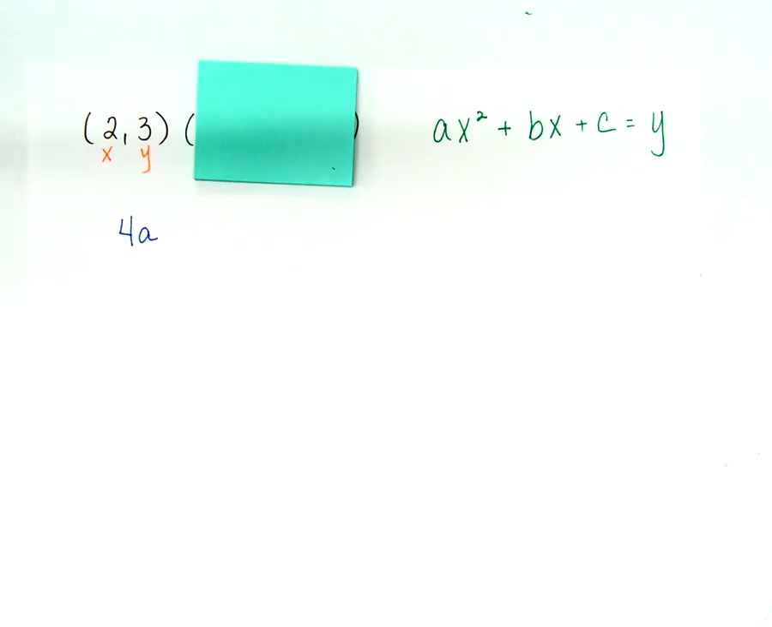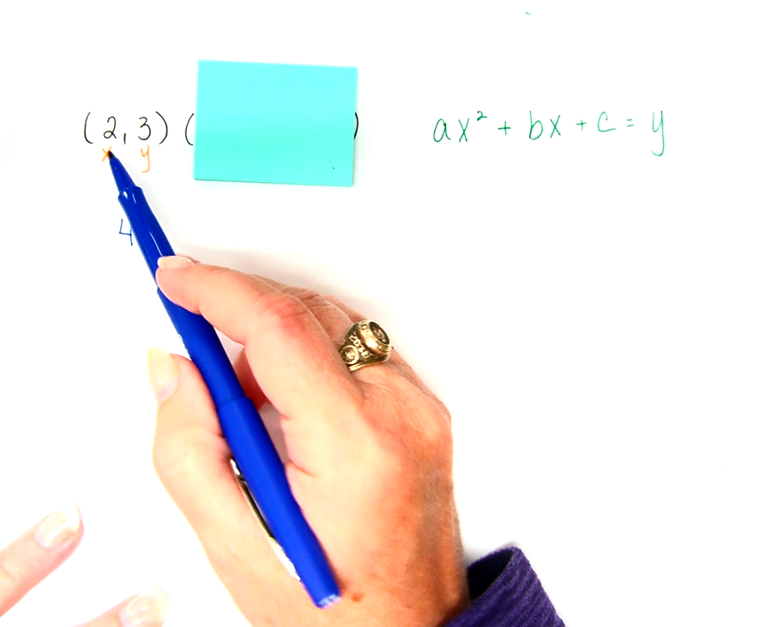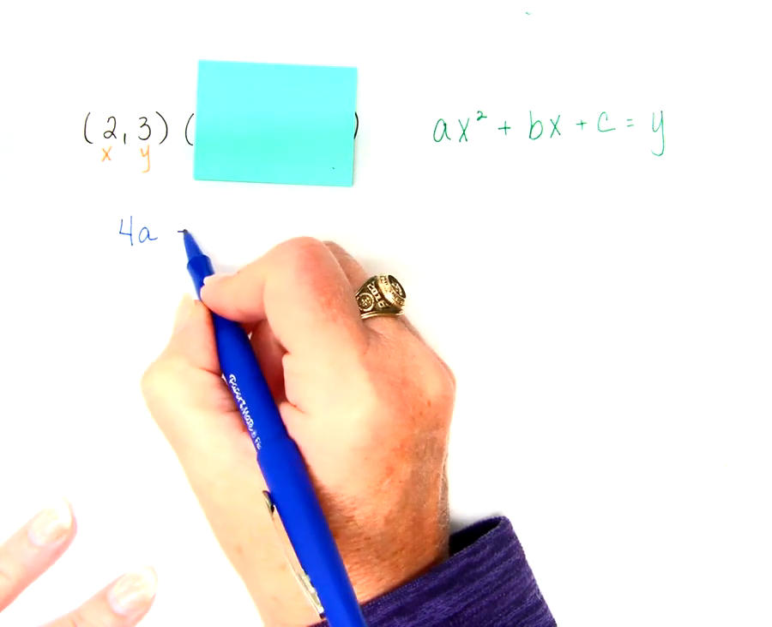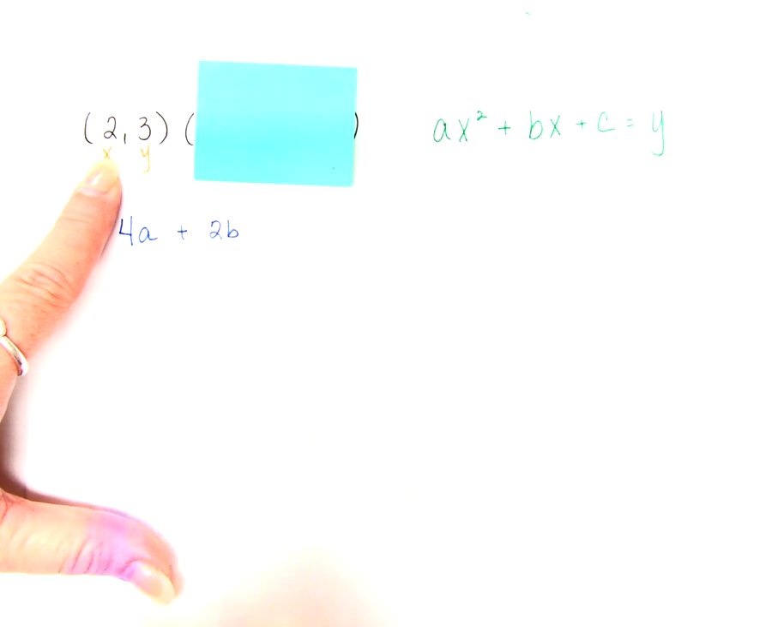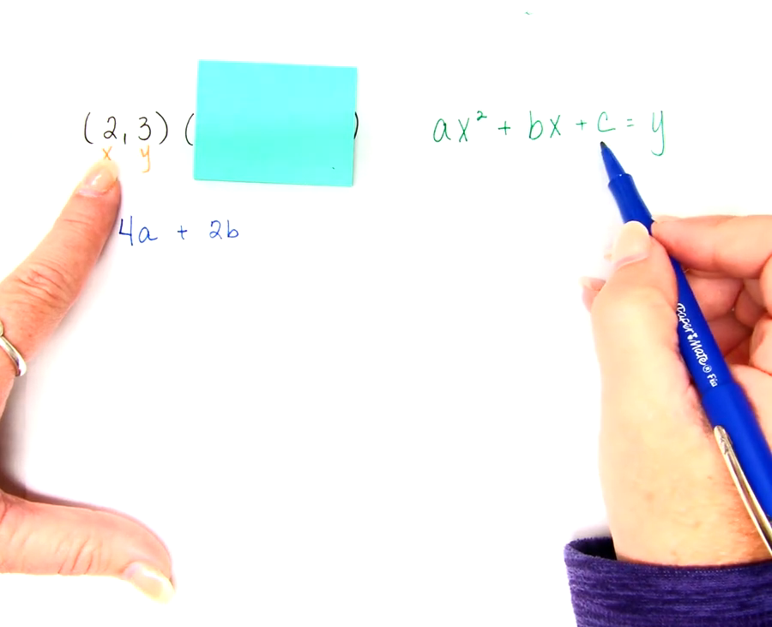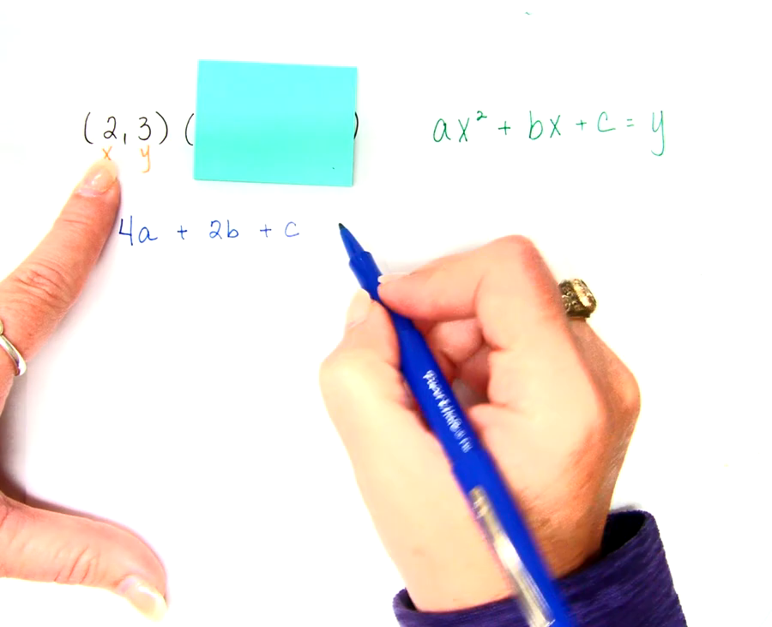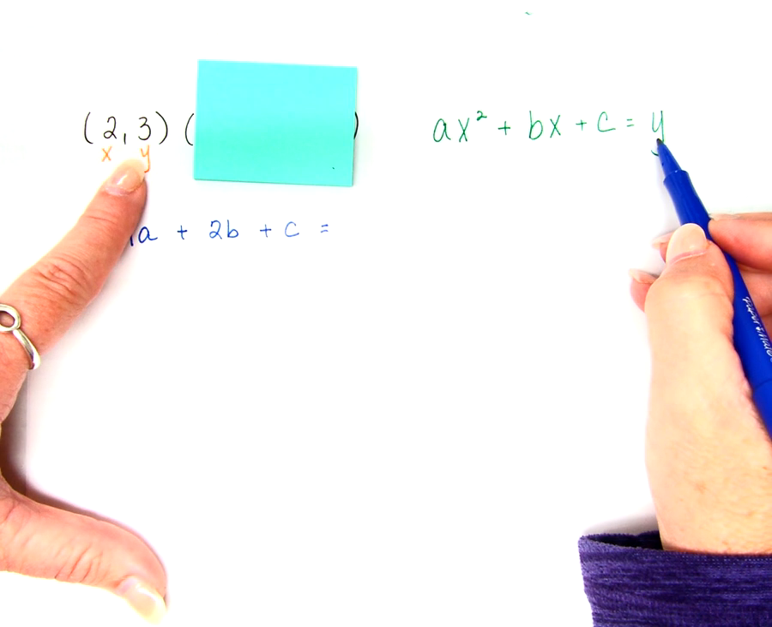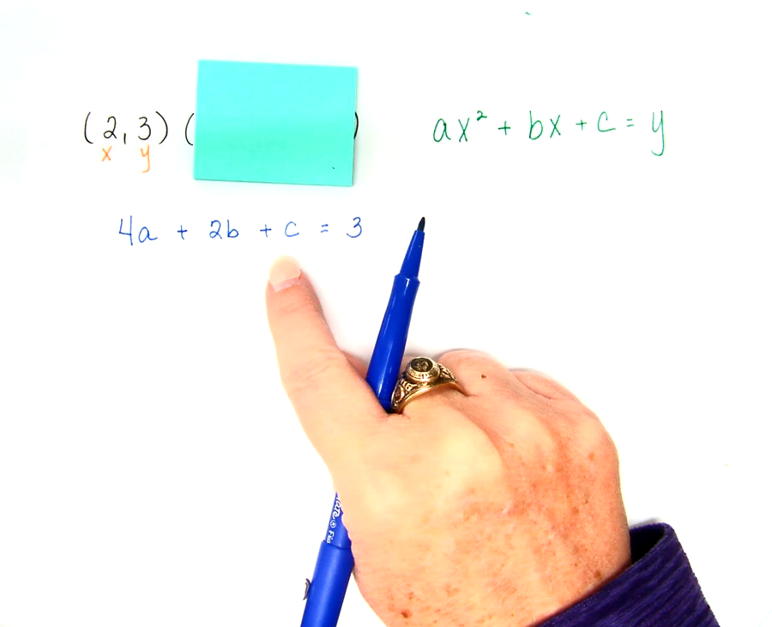Now this is going to weird some of you out, because we're not used to plugging in stuff for x. We're used to plugging in stuff for a. We'll get there. But right now we're plugging in for x because we know x. What do I do with the second part? Plus bx. What's x? So 2b. Is there anything to plug in here? No, so I just have plus c equals y, which is 3. That's it for that point.